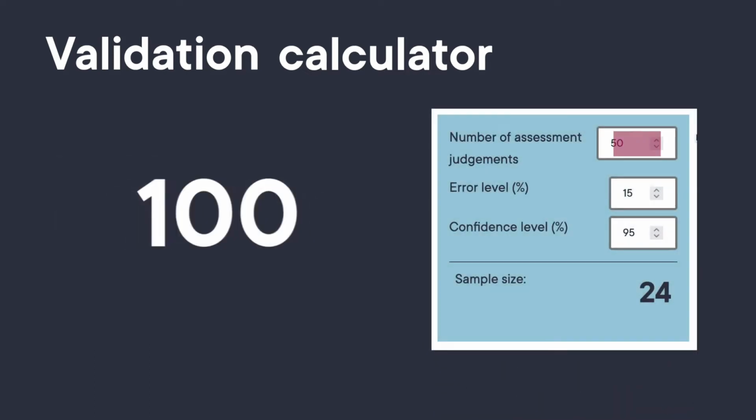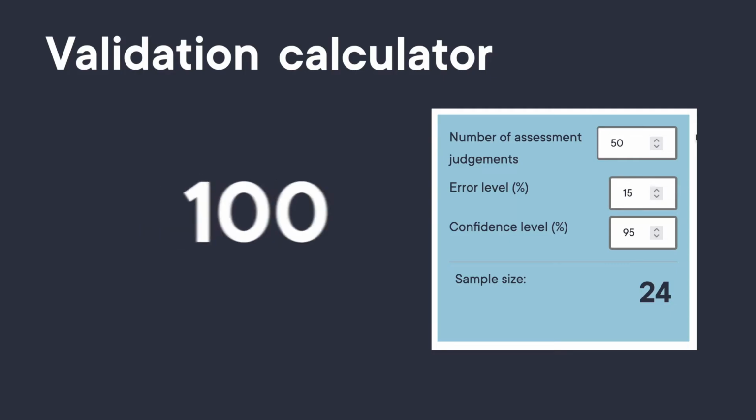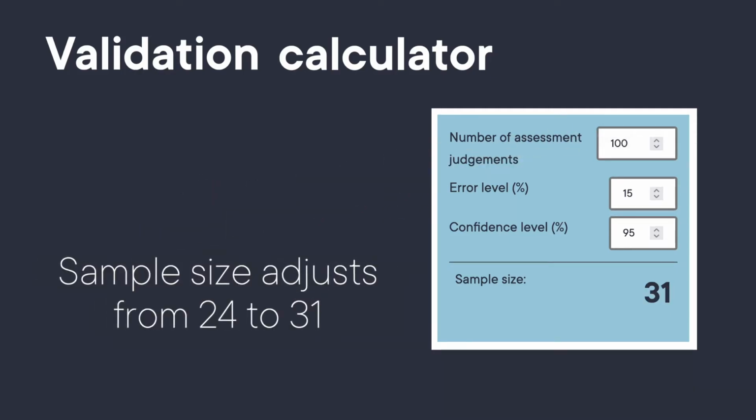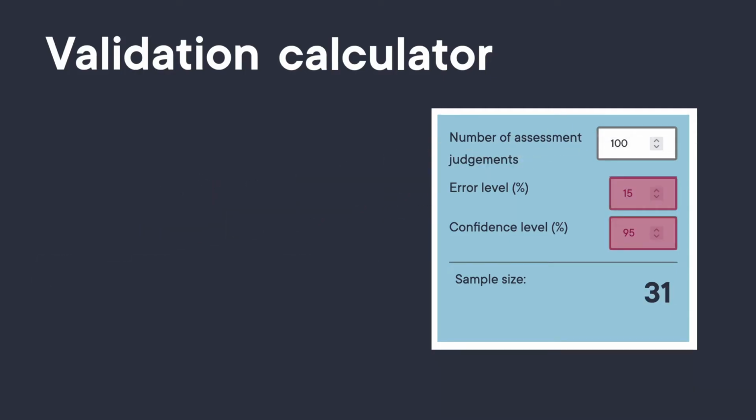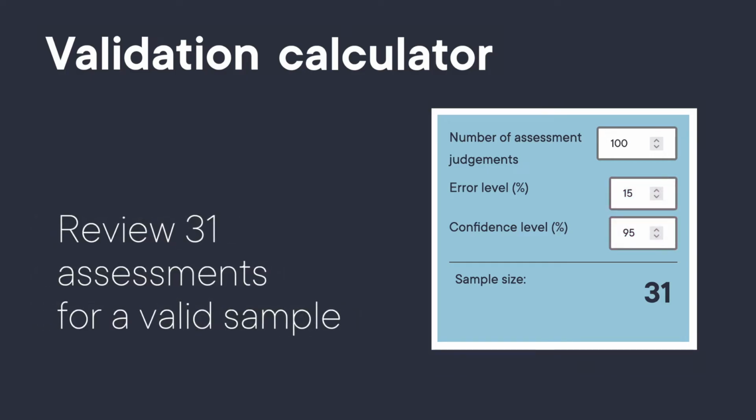We'll use 100 assessments. As we enter it, the sample size adjusts. If the default values remain, the calculator shows that you should review 31 assessment judgments to get a valid sample.